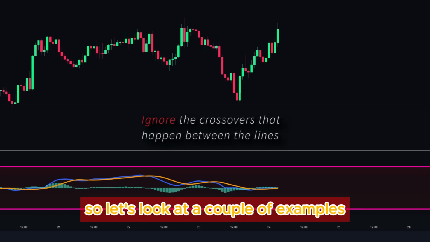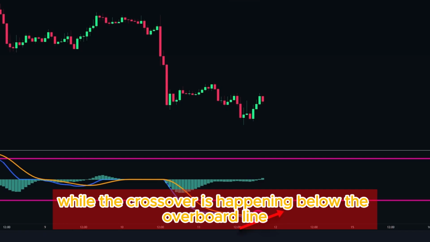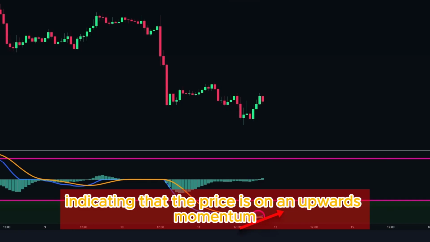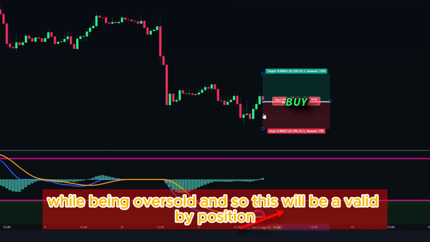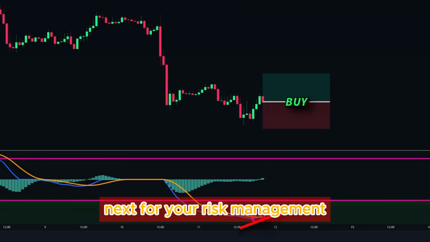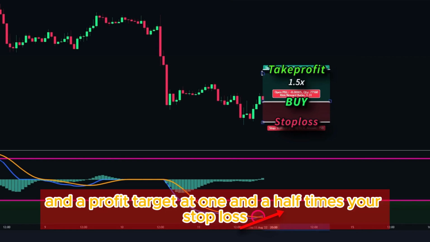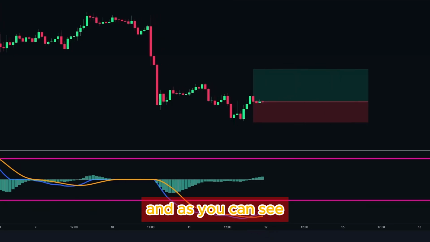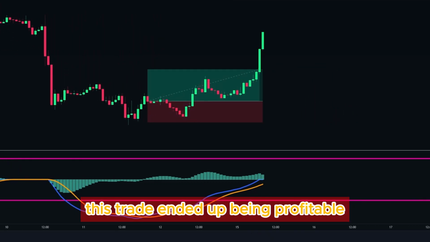So let's look at a couple of examples. So in this setup, we spotted a crossover upwards on the MACD, while the crossover is happening below the oversold line, indicating that the price is on an upwards momentum while being oversold. And so this will be a valid buy position. Next, for your risk management, you can set a stop loss below the nearest swing low and a profit target at 1.5 times your stop loss. And as you can see, this trade ended up being profitable.